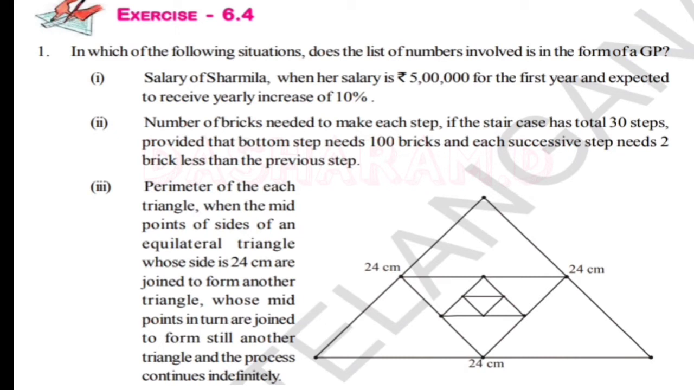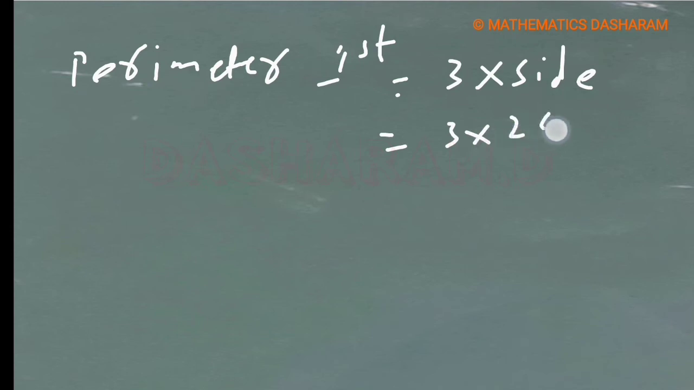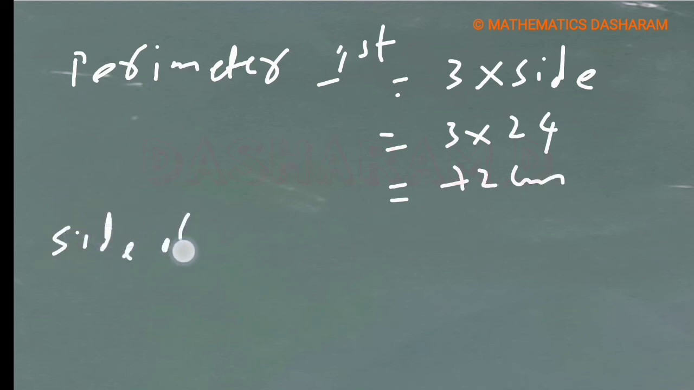See, first of all, the perimeter of the first triangle. The perimeter of the first triangle formula is 3 into side, because it is an equilateral triangle. So 3 into 24. So 3 into 24, how much? 72 centimeters.